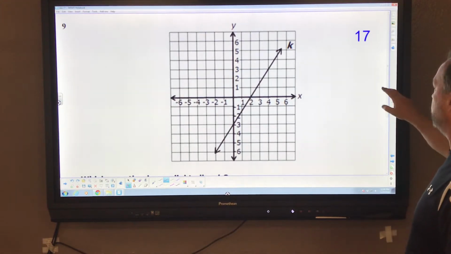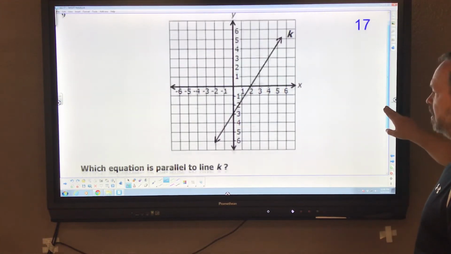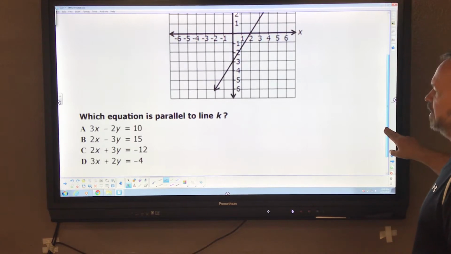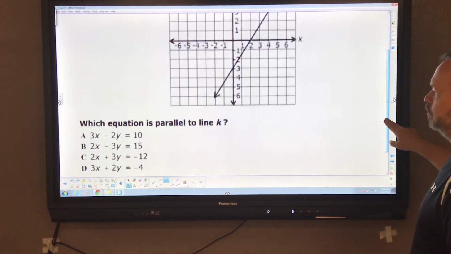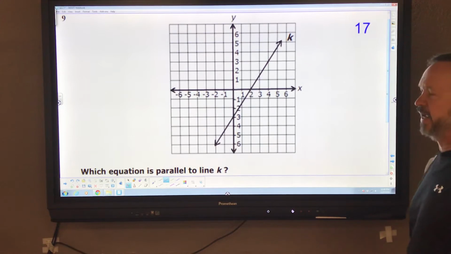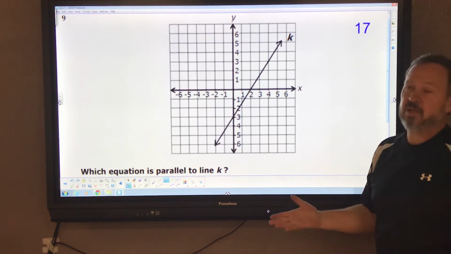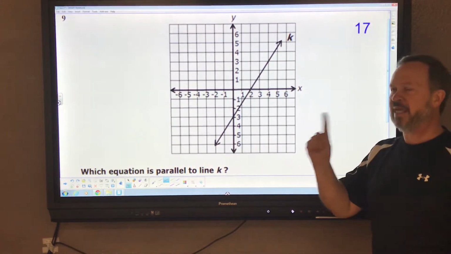So we have a picture, another low number for some previous class. It says, which equation is parallel to line K? Well, how would you know parallel if you looked at it? Well, you got to remember one big key important fact.